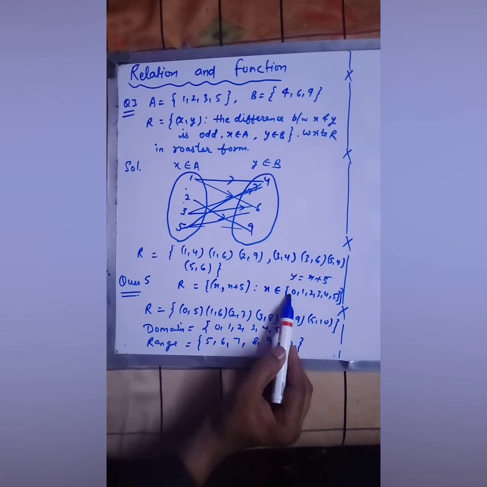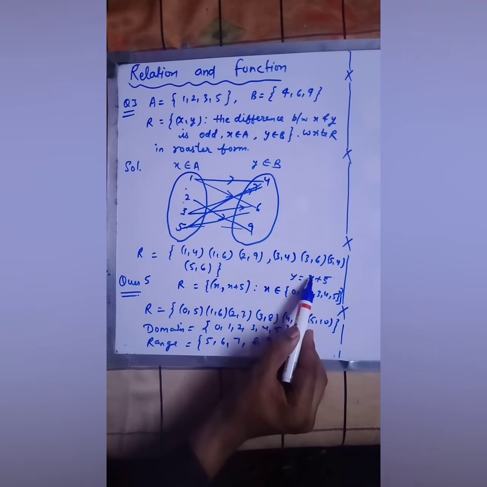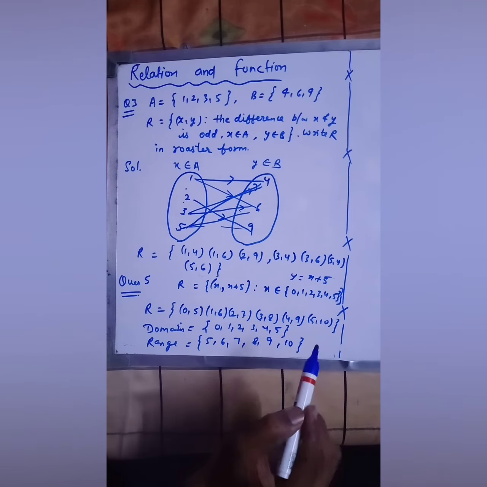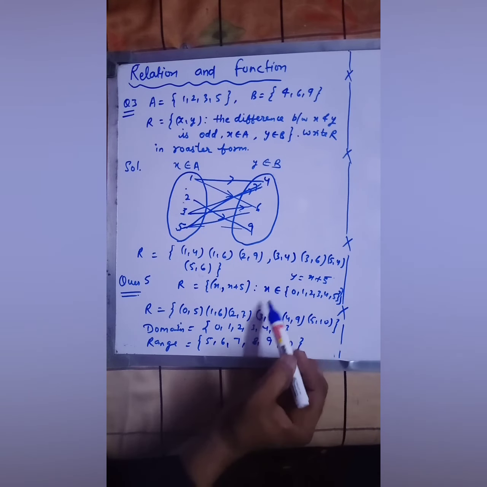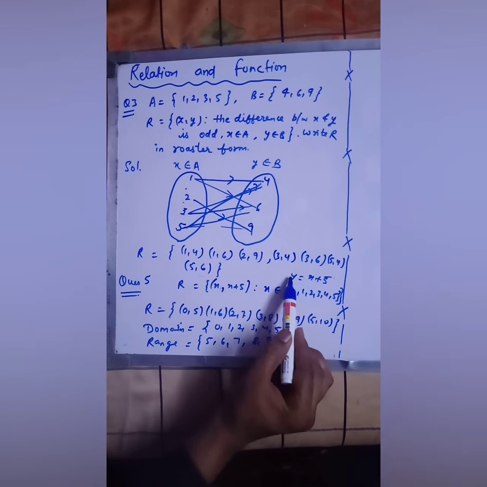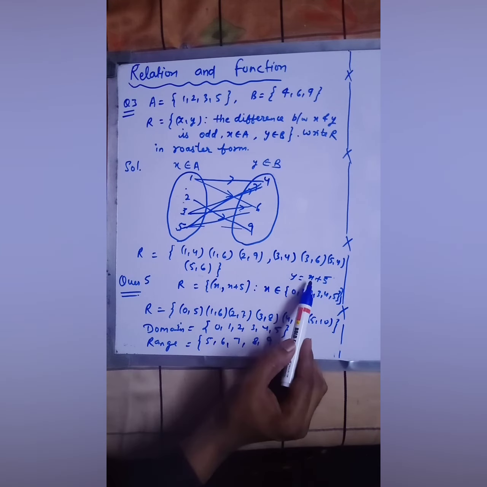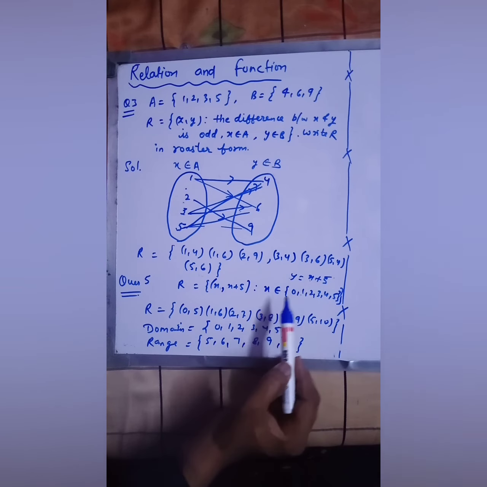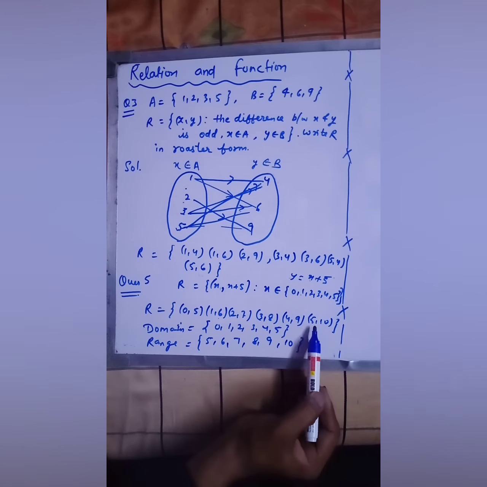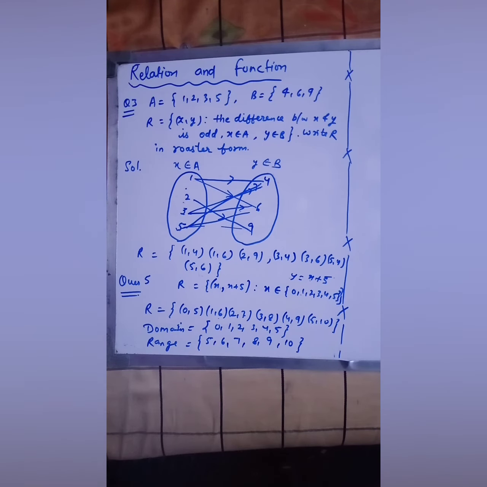So when your x is 0, your y will be 5. I'm not showing the arrow diagram here. If you want to draw it, you can, but I'm not showing it due to the lack of space. So 0 comma 5. When your x is 1, your y will be 6. When your x is 2, your y will be 7, and so on up to 5, and you will get the corresponding value of y. So this is the relation which you will get.